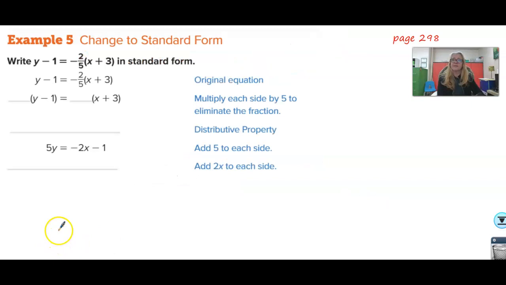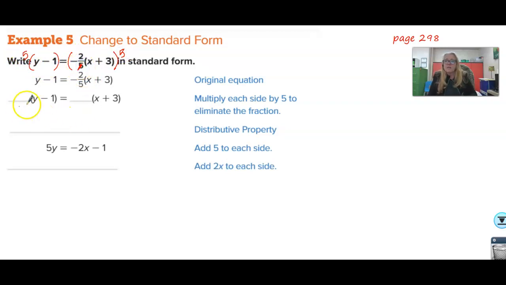Let me show you how you do this. All right, so they're giving you an equation in point slope form, and they're asking you to change it to standard form. First thing you want to do is get rid of the parentheses. Sorry, in order to go to standard form, you need to get rid of this fraction. So what you're going to do is multiply both sides by 5. Multiply both sides by 5 to get rid of that fraction.